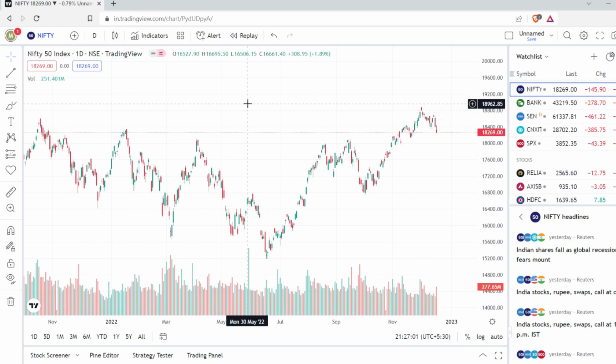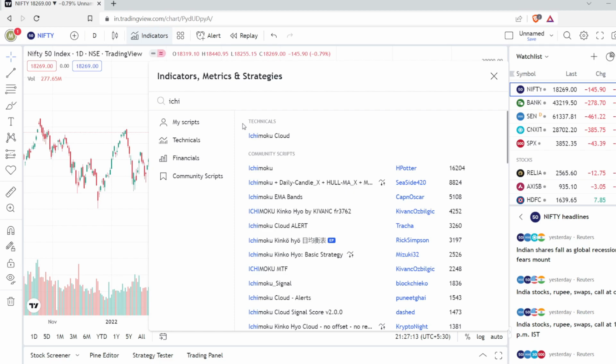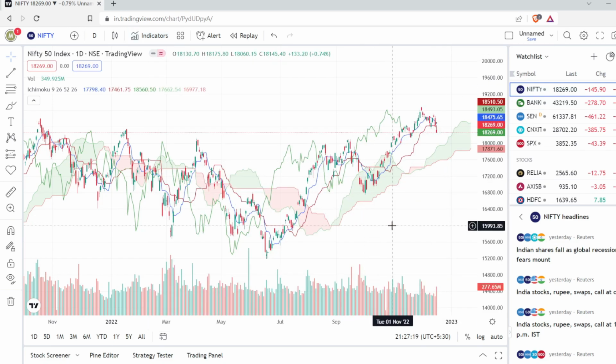First of all, you need to go to Trading View, go to Indicators and choose the Ichimoku cloud system. Type Ichimoku and you will get it.